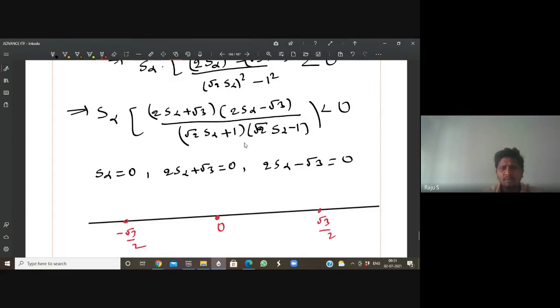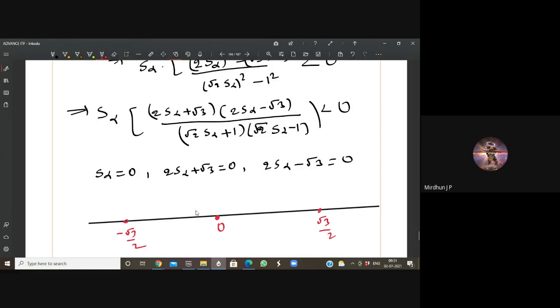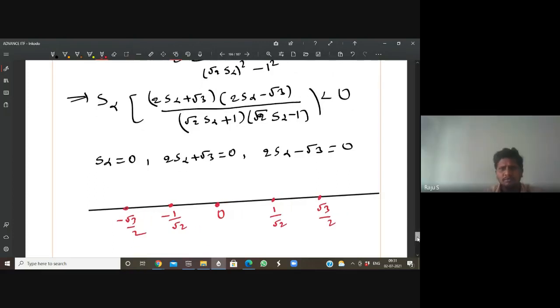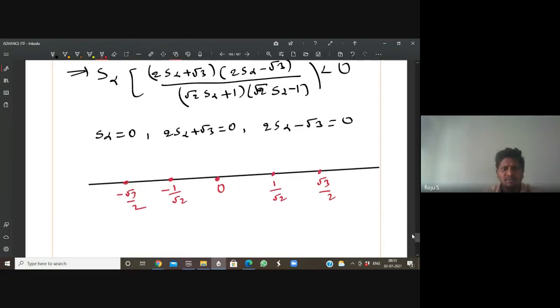Next, from the denominator: 1 by root 2 plus 1 by root 2, minus 1 by root 2, and plus 1 by root 2. Okay, plus 1 by root 2. 45 and 60 degrees, sir. Okay, right. Now, see here, if you observe this, finally the highest value is generally 1, the least value is minus 1.